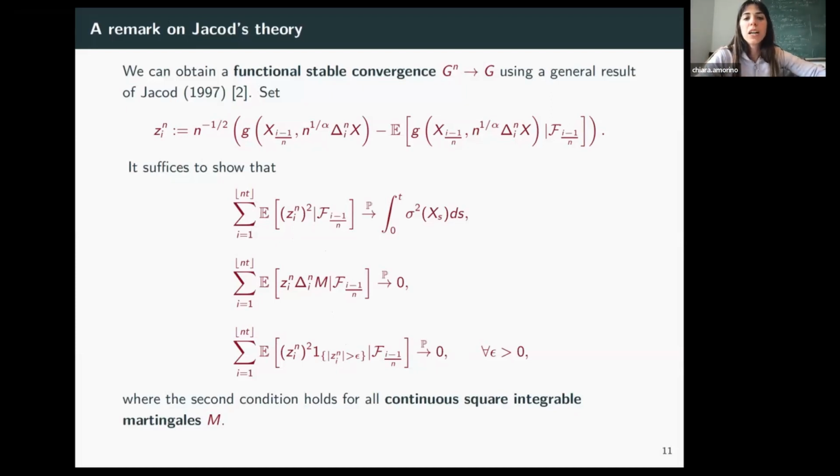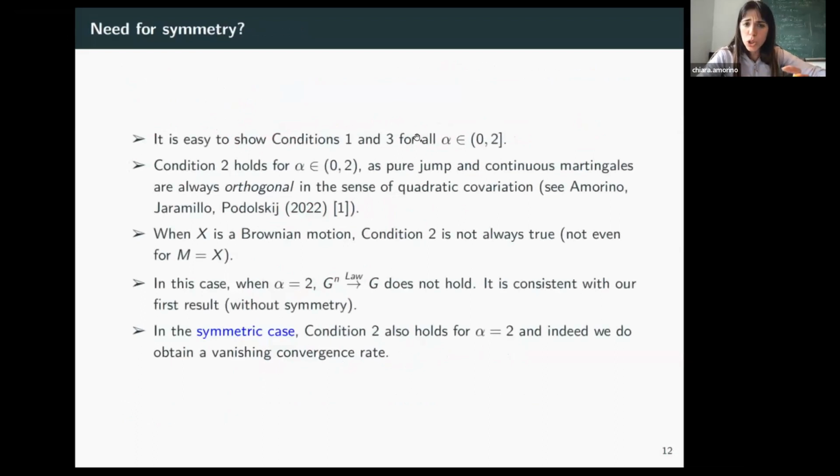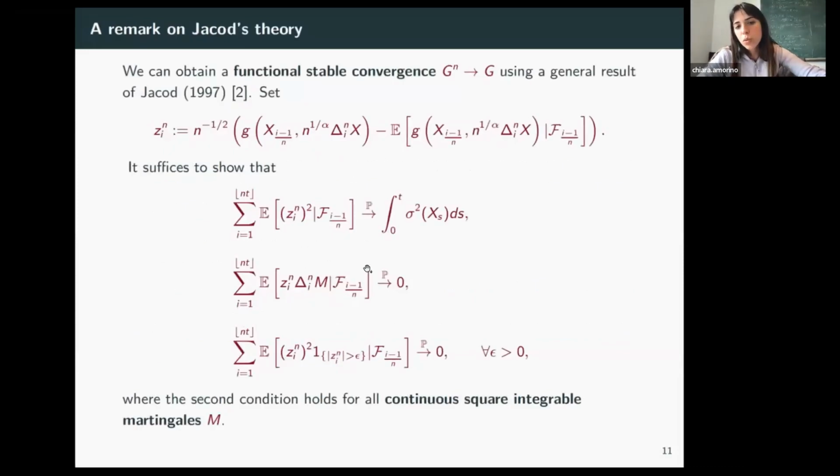So you can ask yourself what's happening for alpha equal to 2 and for alpha different from 2. If you want to prove our theorem using this criterion, you can prove conditions 1 and 3 for all alpha, and it's really easy. What's more complicated is to understand what happens in condition 2. For the jump case, alpha between 0 and 2, with 2 excluded, it is true just because of the orthogonality between the jump case and the continuous case.